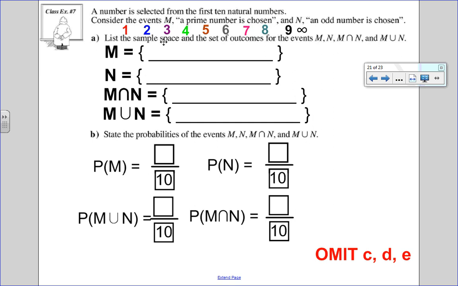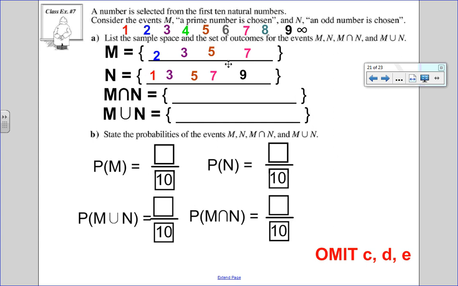So event M is that I have a prime number. Looking at these numbers here, I have 2, 3, 5, and 7 are prime. Remember, 1 is a neutral number. It's neither prime nor composite. Okay, set N, those are all of the odd numbers. So that's going to be numbers 1, 3, 5, 7, and 9.